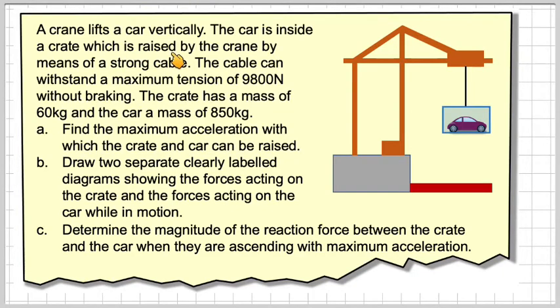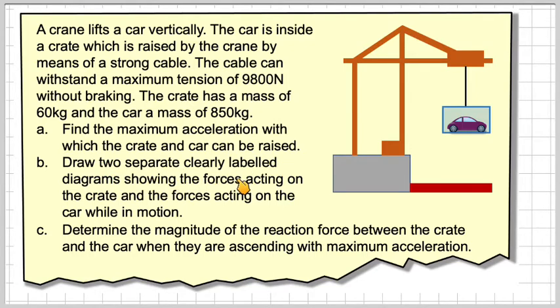A crane lifts a car vertically. The car is inside a crate, which is raised by a crane by means of a strong cable. The cable can withstand a maximum tension of 9,800 newtons without breaking. The crate has a mass of 60 kilograms and the car has a mass of 850 kilograms. Find the maximum acceleration with which the crate and the car can be raised.